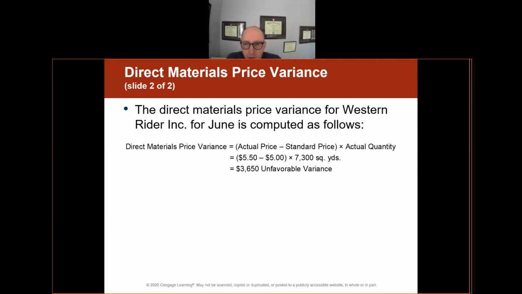So, looking closer at how we calculated the variance. To calculate the variance for materials, we take the actual minus the standard, and that gets us 50 cents, times the quantity used, 7,300 square yards. That gets us to an unfavorable variance of $3,650 for direct materials.